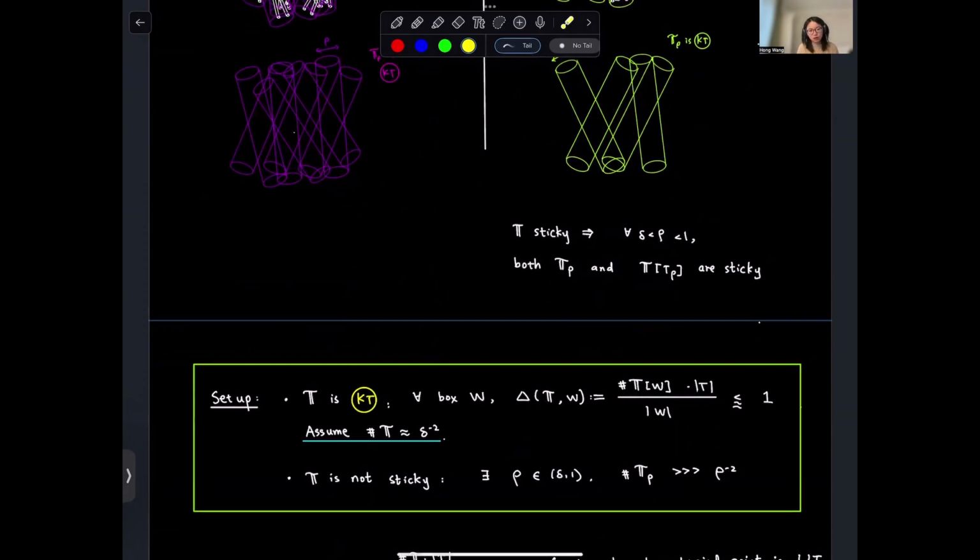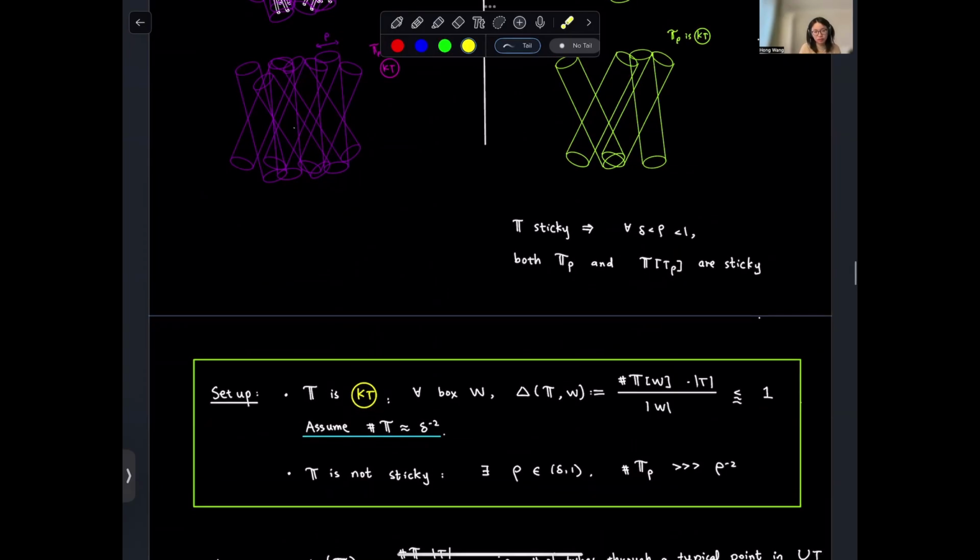So now let's talk about the beginning of the argument. The setup is, suppose the set of tubes satisfies the Katz-Tao-Wolff axiom, which means for any box, the density is bounded by 1. And for simplicity, let's just assume that the number of tubes is roughly δ^{-2}.